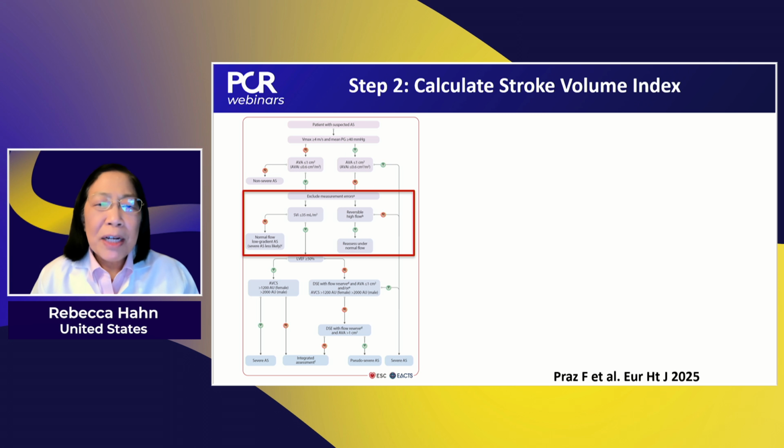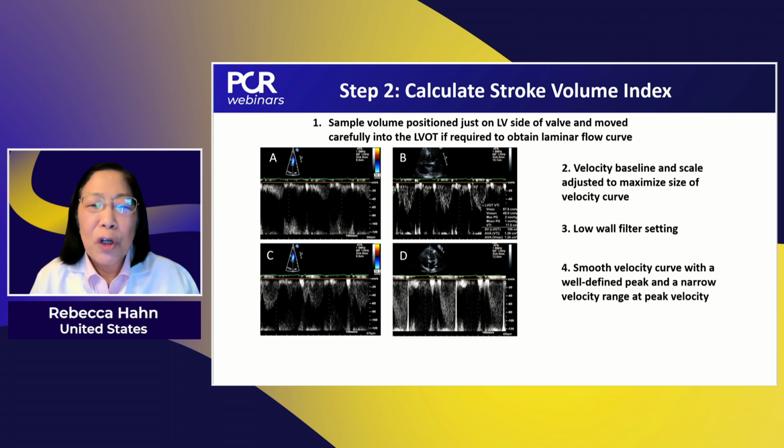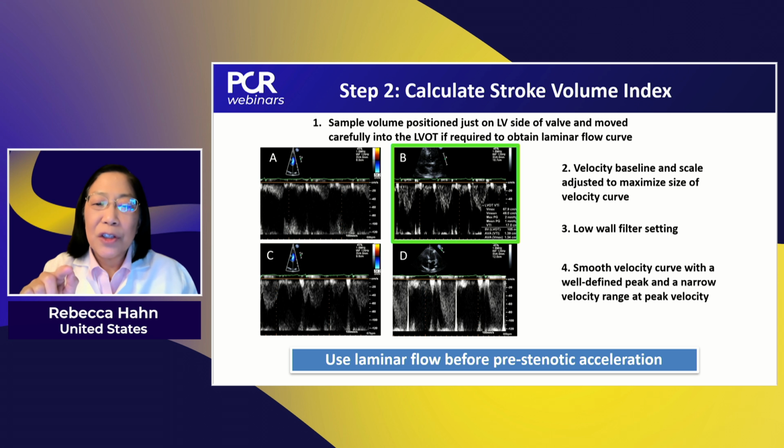Now, the third measurement is going to be the LV outflow tract velocity time integral, which allows you to calculate the stroke volume and stroke volume index. And so we know that with a stroke volume index of less than or equal to 35 mL per meter squared, you have the situation of low flow, low gradient. And so to measure the correct stroke volume index, you want to have the smooth velocity curve with a well-defined peak, which is figure B here, just before the flow acceleration that occurs in the setting of aortic stenosis.